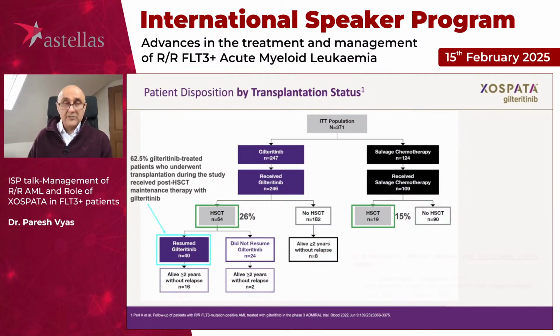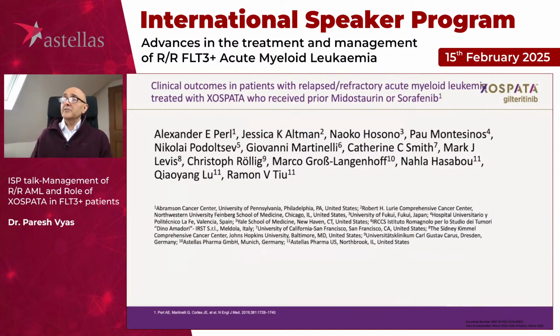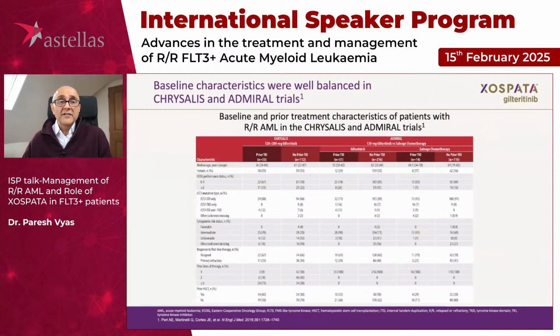Okay, let's just talk about the clinical outcome of those patients who receive gilteritinib in the relapsed refractory setting, but who've received either prior midostaurin or sorafenib. And this was an important set of data because more and more patients will come to relapse having had a prior FLT3 inhibitor. So this is data from the CHRYSALIS and ADMIRAL trials, which has been combined.